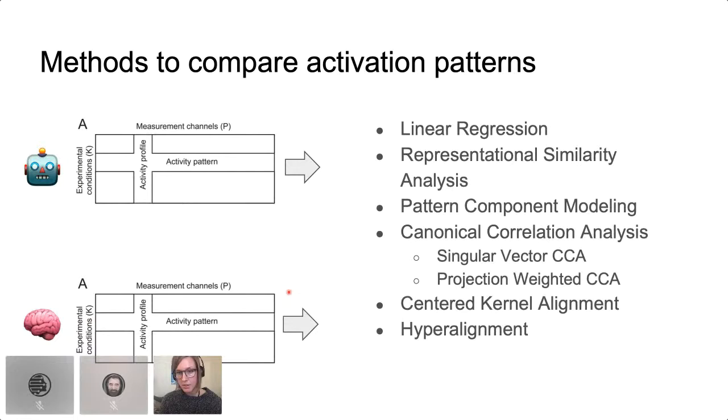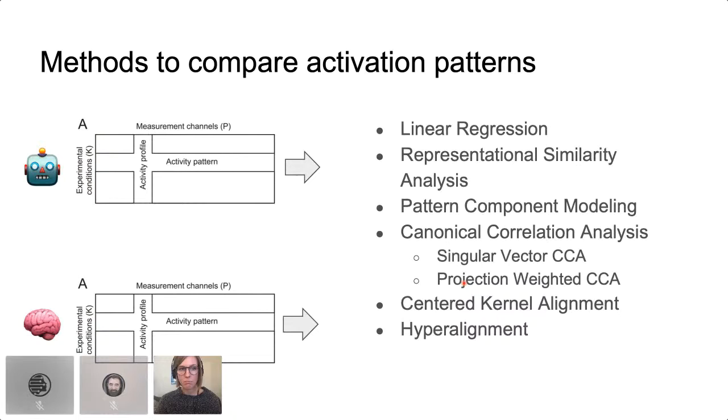These matrices could also both come from artificial systems, or they could both come from two brain regions or two subjects. So the same methods can be used to compare two brain regions or two layers of a network. But for now, let's stick to the setting where we have one set of observations from the brain and another from a model.